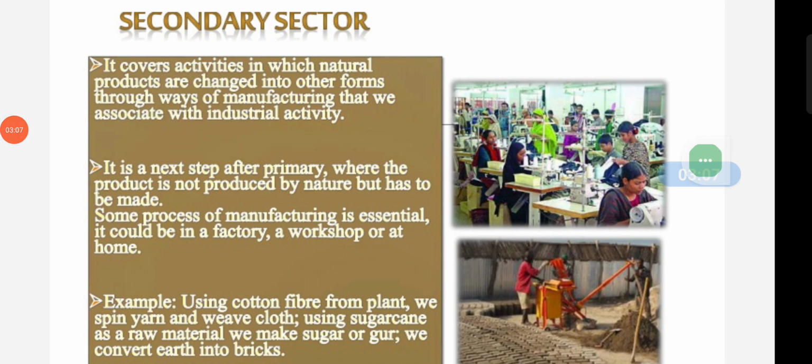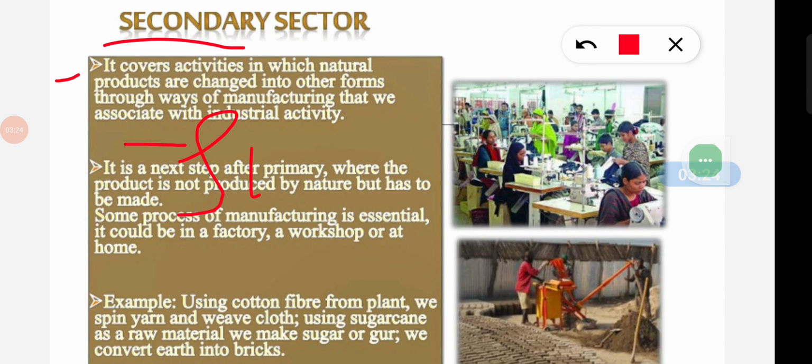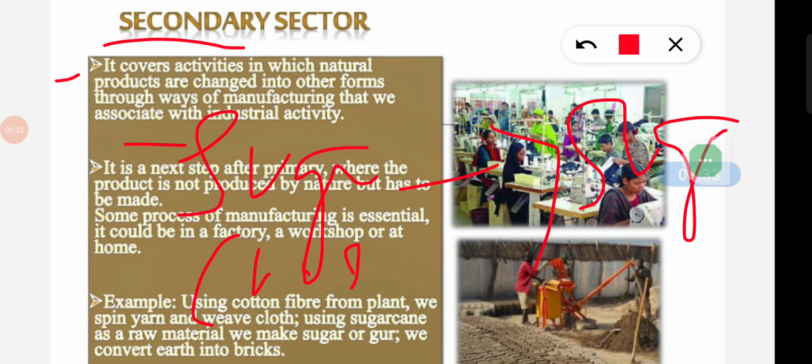What is the secondary sector? The secondary sector covers activities in which natural produce is changed into other forms. Primary sector goods are changed into new shapes, for example sugar cane changes into jaggery and then into sugar. This is the secondary sector, the industrial sector. It is also known as the manufacturing sector. It is the next step after the primary sector, and products produced by nature have to be made through some manufacturing process. It could be in a factory, workshop, or at home. These are the manufacturing sector.